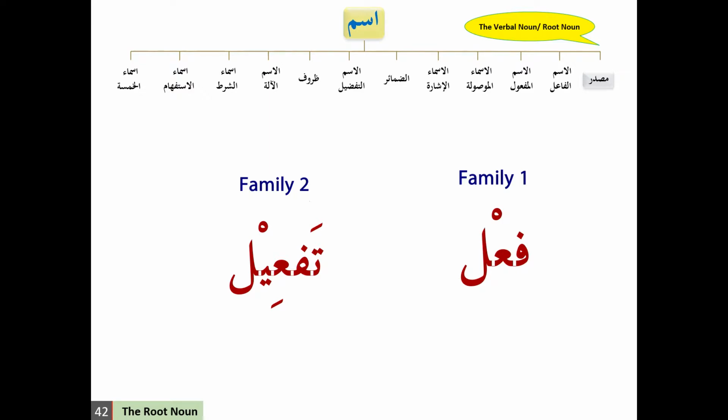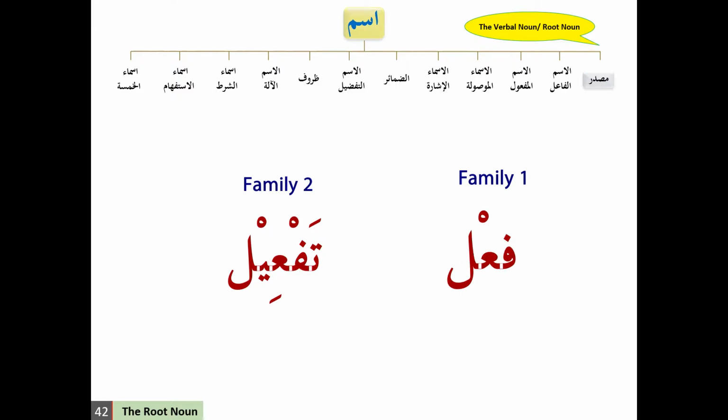So the first one we're discussing is the masdar, the verbal noun or root noun. The masdar is a noun that has a certain pattern, and each of the 10 families would have a different form of the masdar. On family 1 it is fi'al, and on family 2 it is taf'il. And the verbal noun would give a meaning of the idea of the root. For example, hitting, running, jumping. So that is what we mean by the masdar.